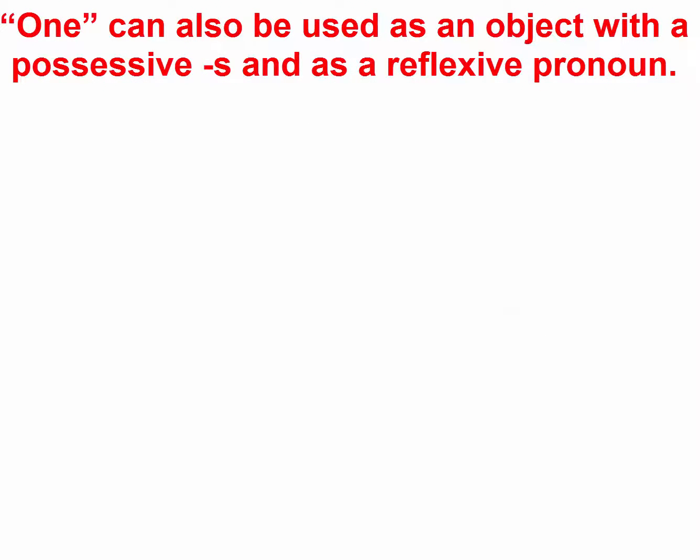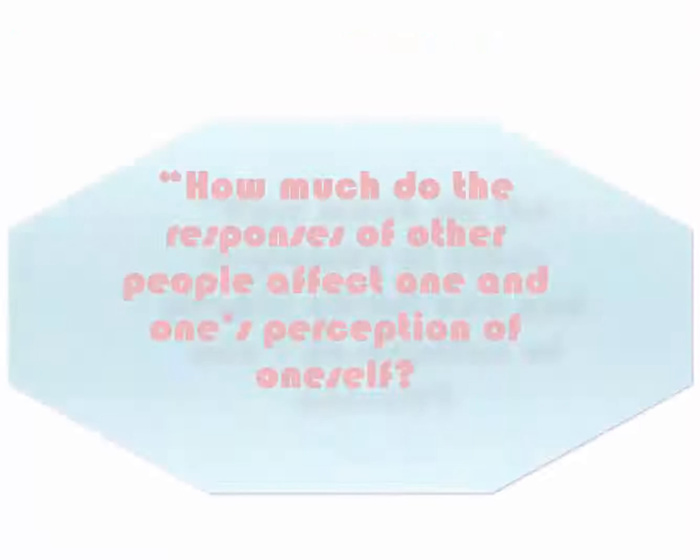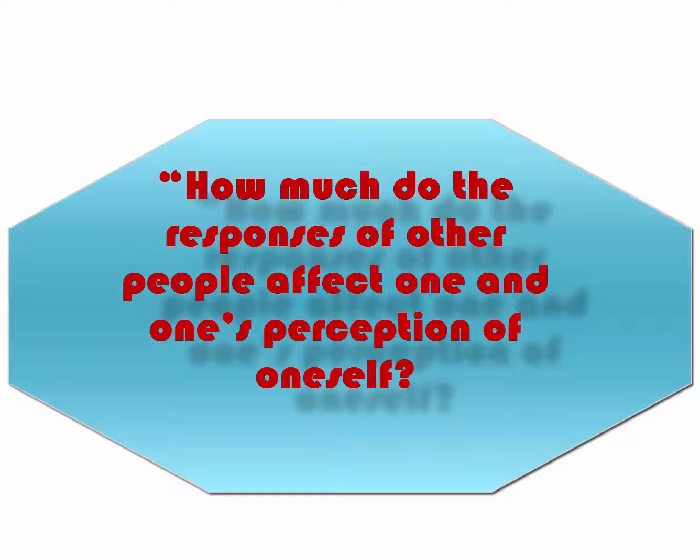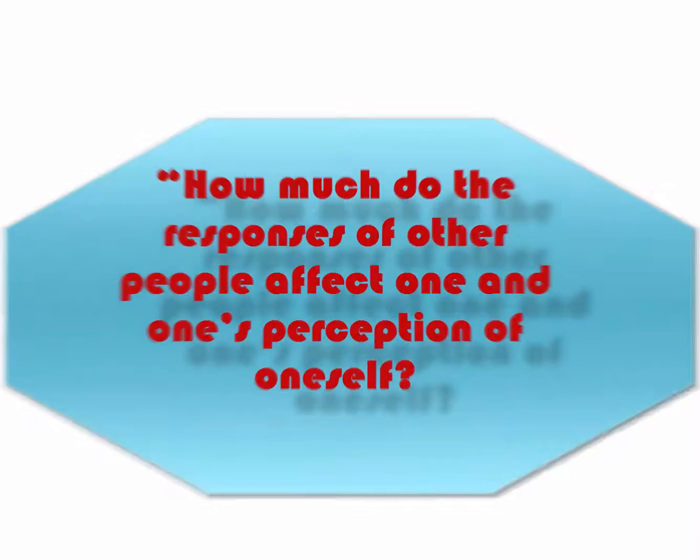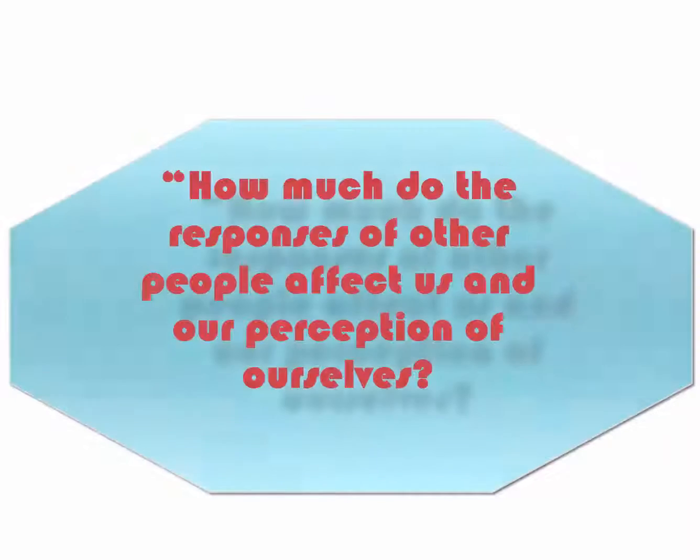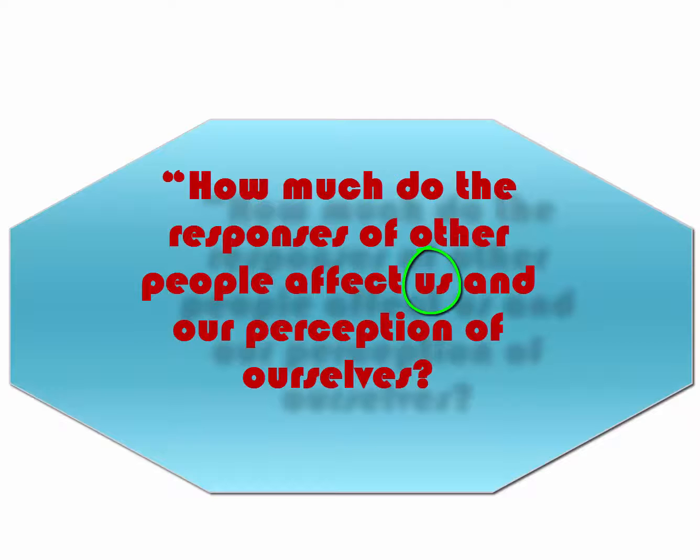One can also be used as an object, with the possessive 's, and as a reflexive pronoun. Let's take a look at an example sentence. How much do the responses of other people affect one and one's perception of oneself? An alternative to that sentence can use us, our, and ourselves. How much do the responses of other people affect us in our perception of ourselves?